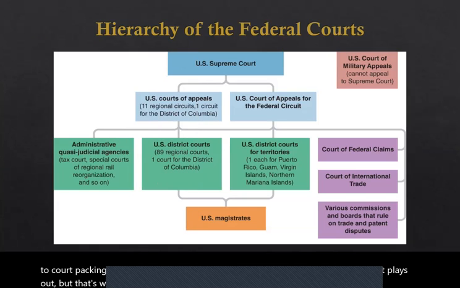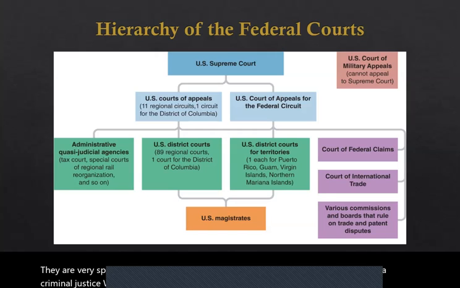So when I say the hierarchy of the federal courts, this is what it looks like. At the very bottom in the orange, you have the U.S. magistrate courts. They're dealing with the not really important stuff. I mean, not the severe stuff. Then you have specialized courts. If you look on the right side of your screen, you have commissions and boards that rule on trade. You have the Court of International Trade and the Court of Federal Claims. They're very specialized courts that just deal with their own thing. And since this is criminal justice, we don't pay too much attention to them.